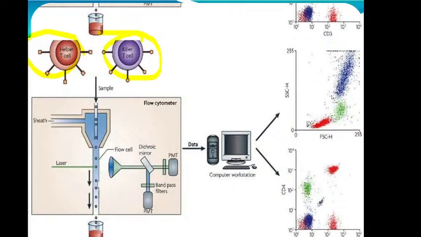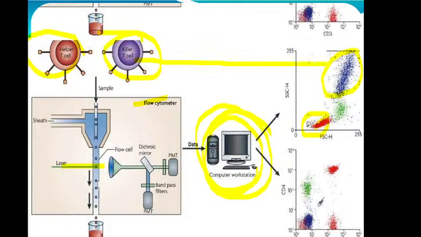We are going to pass it through the flow cytometer. The laser beam will strike it, and on the computer we will get the graph. Red color is here, that means they are the helper T cells. Green color is there, and this is purple color, that means it is the killer T cell. The size of the killer T cell is a little bit more than the helper T cell.